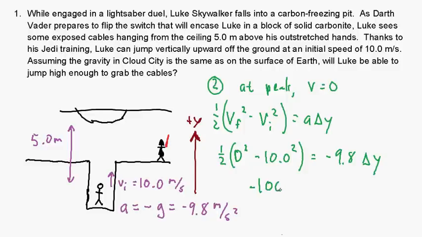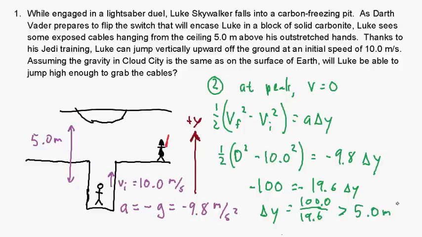So then we got negative 100. I'm doing 2 steps here, so I'm doing the 100, and then I'm going to bring the 2 over. So it equals negative 19.6 delta y, and what you get is delta y equals 100 over 19.6, which is going to be greater than 5.0 meters. Not by much, but it's greater than 5.0 meters, and that's what we needed. Luke needed to be able to jump up at least 5.0 meters to get there. So that's another way to show that he can do it.